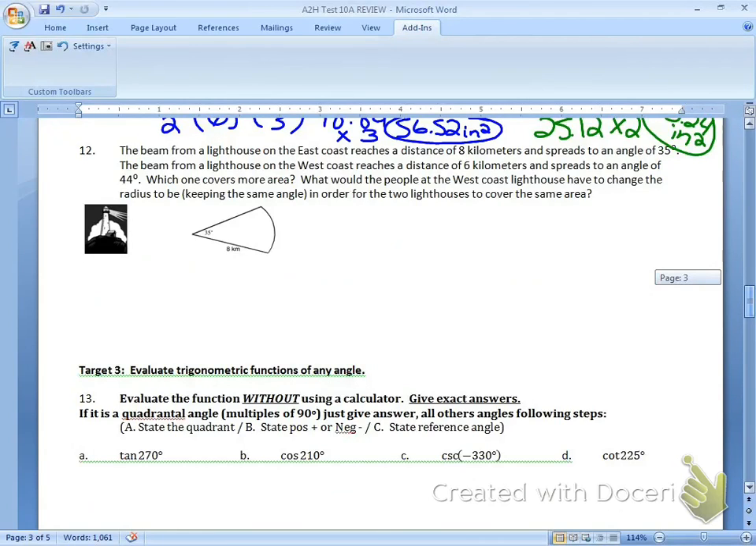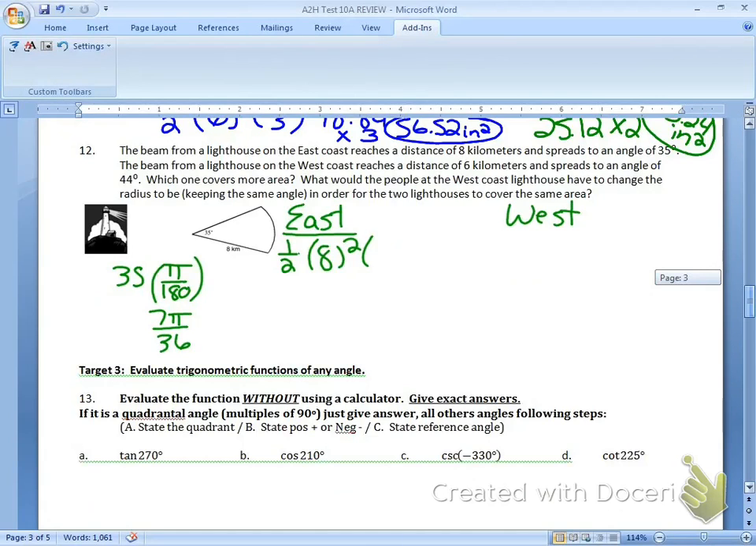Well, first thing we need to do is find the area of each of them. So again, I'm going to nicely organize my work so the person grading it can follow the work. Again, word of advice. So east and west coast. So east coast, we're going to use our area formula, 1/2, our radius is 8 squared, and we need to convert our 35 degrees into radians. That's going to be 7 pi over 36. That gives us an area on the east coast of 19.54 kilometers squared.